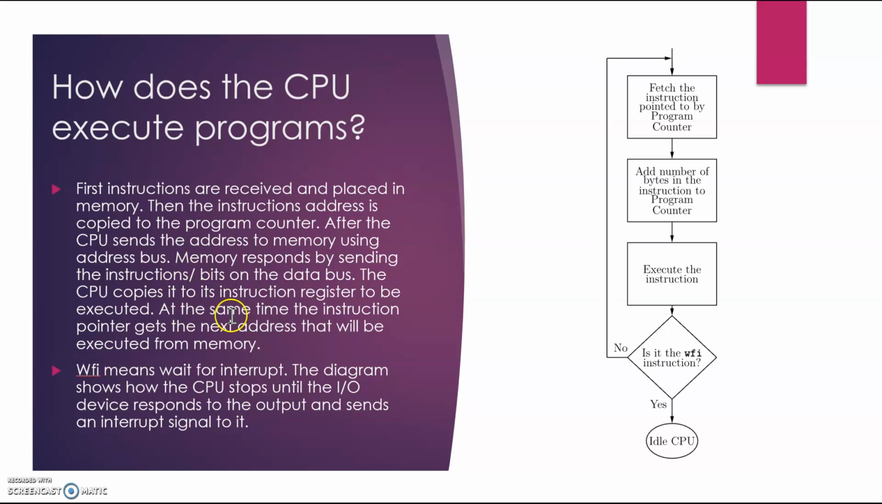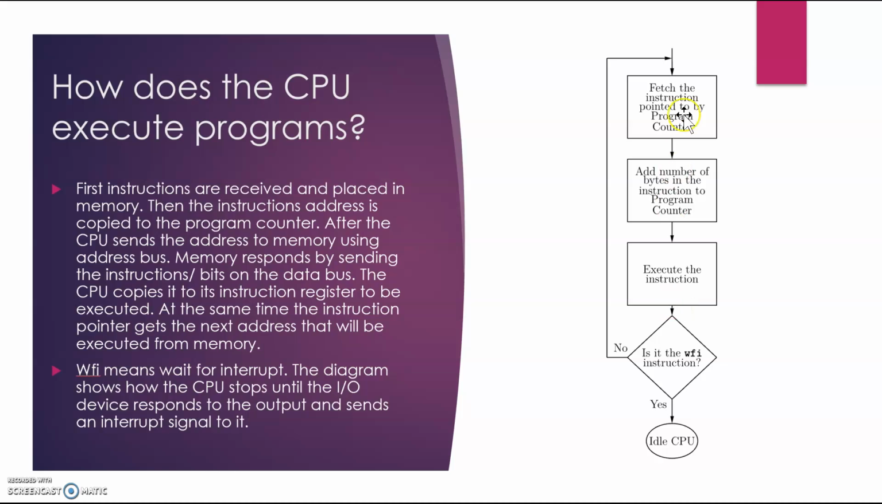So at the same time, the instruction pointer gets the next address that will be executed from memory. Meaning, while the memory is sending back the bit pattern to the ALU to execute, the instruction pointer, which is a register, finds the next address that needs to be executed. And it has to do this fast because the CPU works fast.